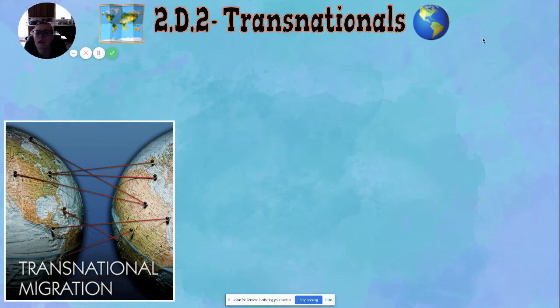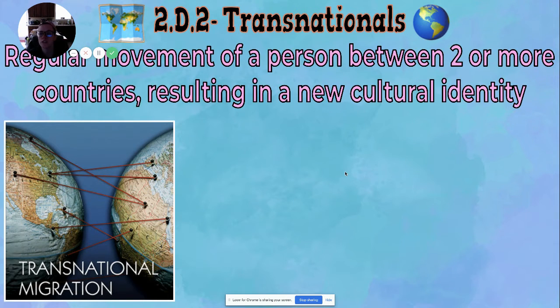Okay, so let's talk about transnationals. I got my little emojis up here. We've got the globes, the maps, the different hemispheres. What does trans mean? It means movement. So transnations, we're moving between nations, okay? A good definition for this one is a regular movement of a person between two or more countries, resulting in a brand new cultural identity. I think the big kicker on this one, the big asterisk, is a new cultural identity.